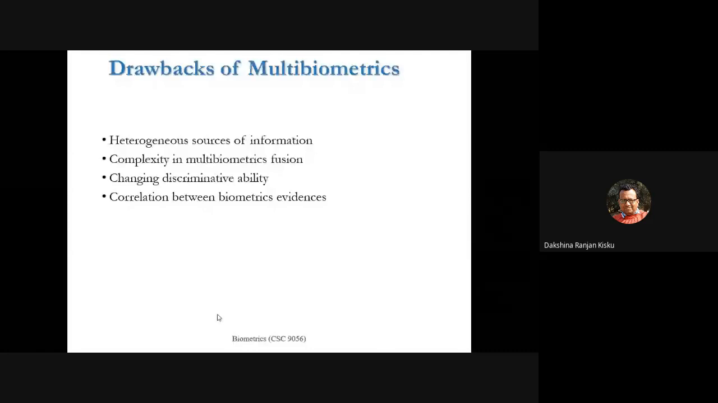Another drawback is the correlation between biometric evidences. Whenever we use multiple biometric systems, the correlation between them can cause problems. Sometimes the interclass differences may be minimized, or the intraclass variations may be maximized. So this is another drawback, the correlation between biometric evidences. These are the four prominent drawbacks of multi-biometric systems. We can have more drawbacks, but these are the prominent ones.